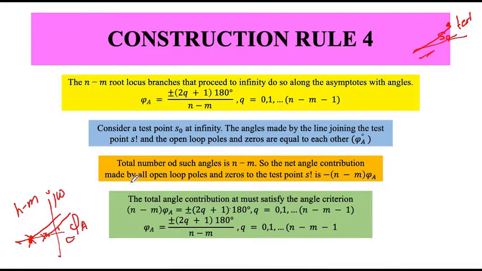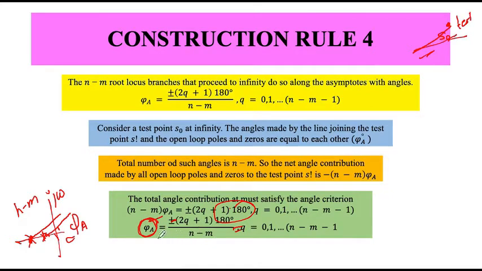The total angle contribution at s naught must satisfy the angle criterion. What is the angle criterion? It says that the angle should be an odd multiple of 180 degrees. That term is n minus m times phi a. That means I can compute phi a, which equals plus minus (2q plus 1) times 180 degrees divided by n minus m. This is not surprising.